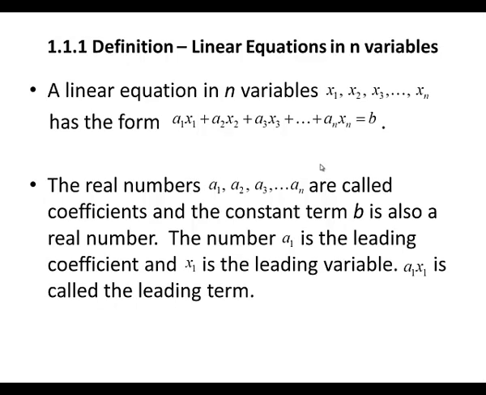Definition. A linear equation in n variables, the variables being x1, x2 up to xn, has the form a1 x1 plus a2 x2 plus ... plus an xn equals b. Now I want you to look at this equation very carefully.